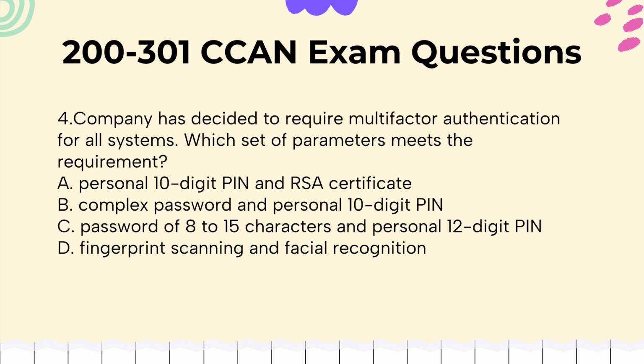The most suitable set of parameters for multi-factor authentication consists of factors from two or more of the following categories. Something the user knows, e.g., a password or PIN. Something the user has, e.g., an RSA certificate or a smartphone for receiving authentication codes. And something the user is, e.g., biometric identifiers such as fingerprint or facial recognition.